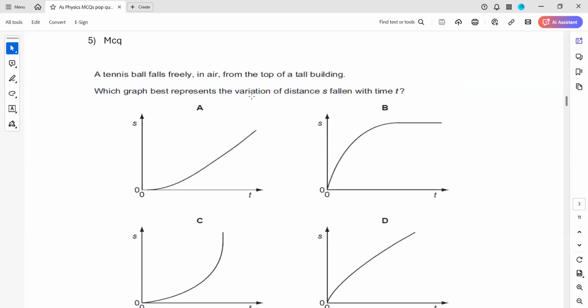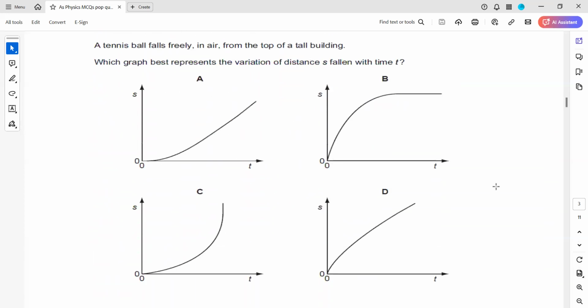Question 5. A tennis ball falls freely in air from the top of a building. Which graph represents the variation of the distance fallen? It is in air. So when we drop something, first what will happen, and this is a distance-time graph. In a distance-time graph, the slope represents the speed. First, what will happen to the speed of a falling object? The speed of the falling object will increase.